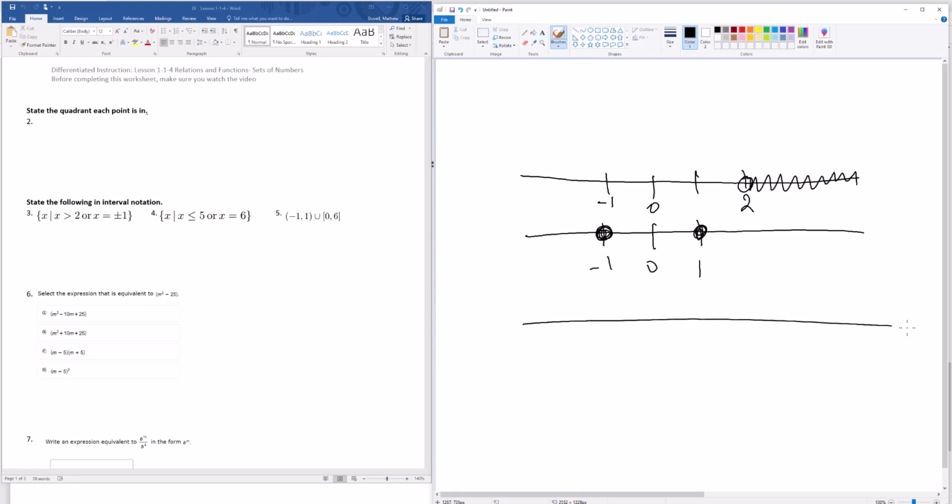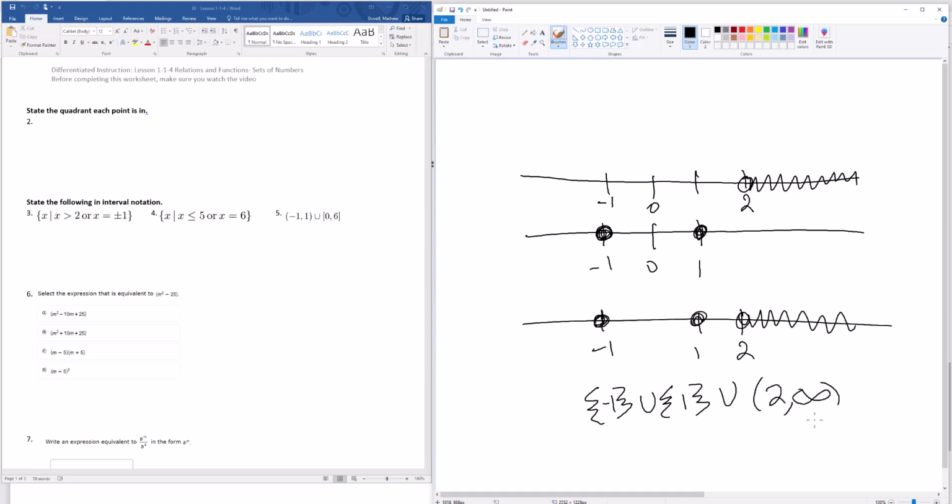So if I combine those, or means union. So if I combine those, I'm going to get this statement. So that's going to be -1, union 1, union from 2 to infinity. Now we could also say -1, comma 1. We're just listing them, union 2 to infinity.